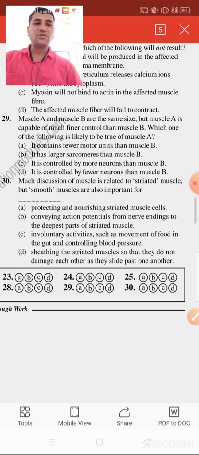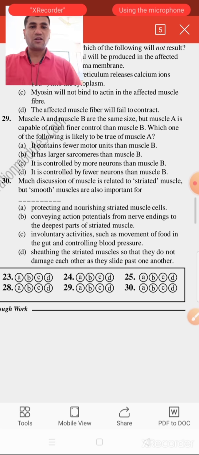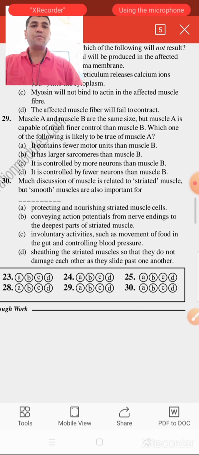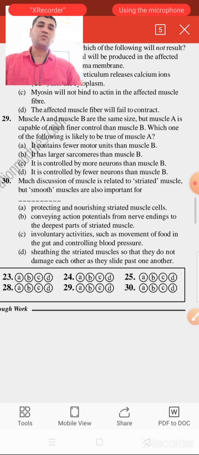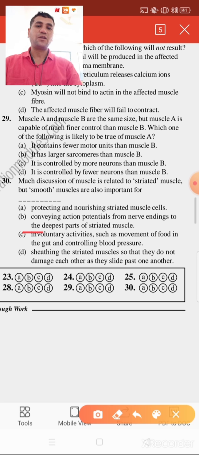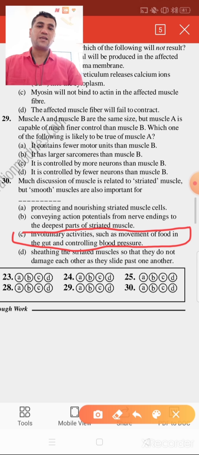So coming on to this particular question, smooth muscles are also important because of involuntary functions like the movement of food in the gut and controlling the blood pressure. Most of the time we discuss striated muscles, but smooth muscles are also important in most of the involuntary functions which have to happen in the body.